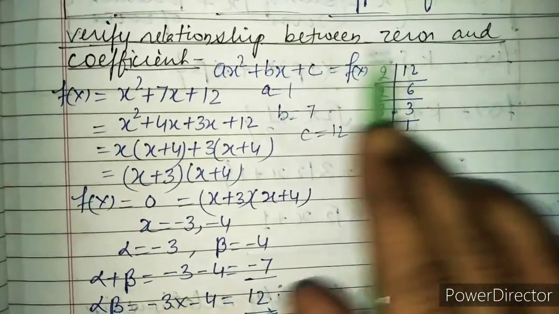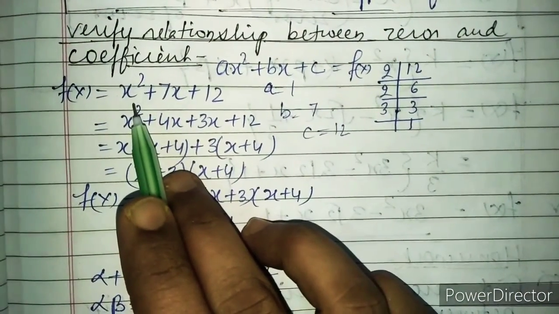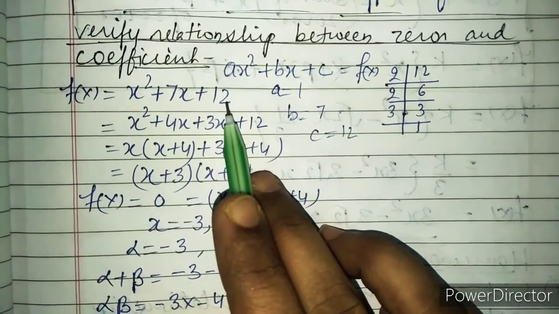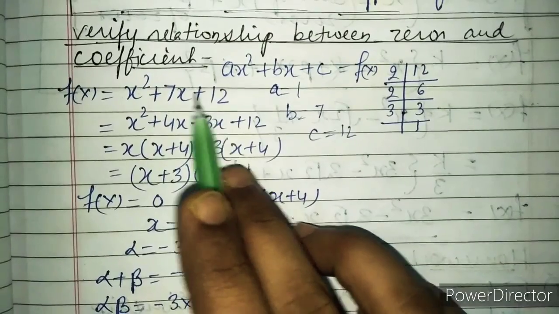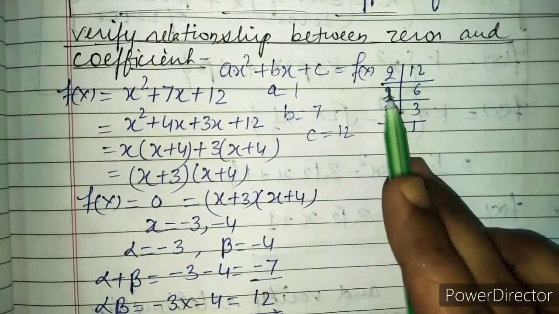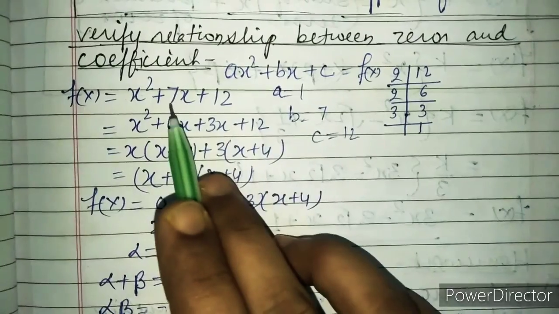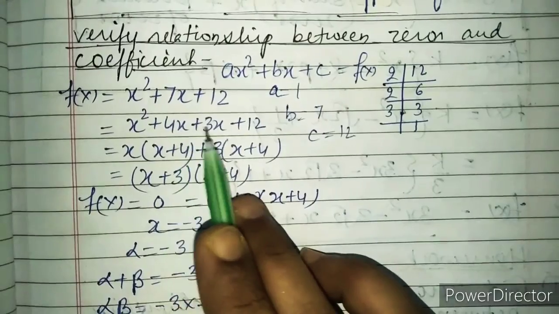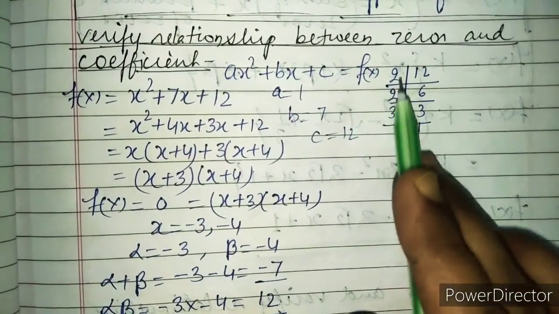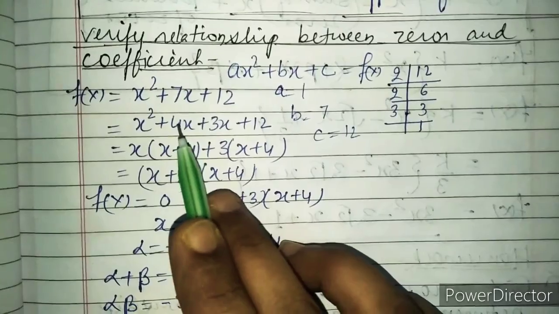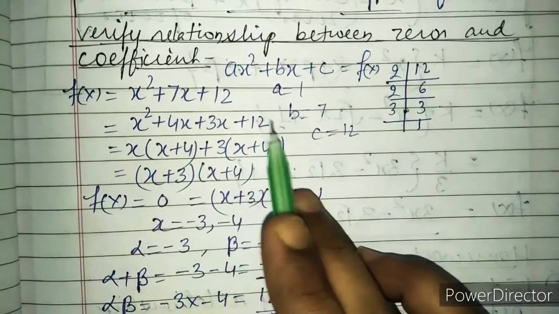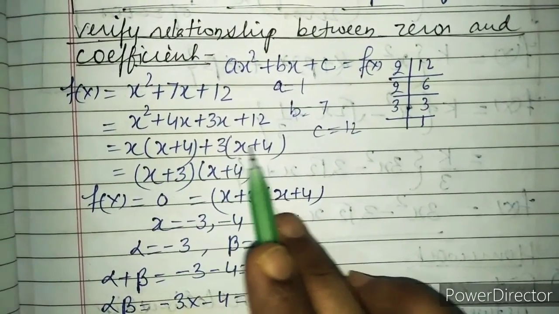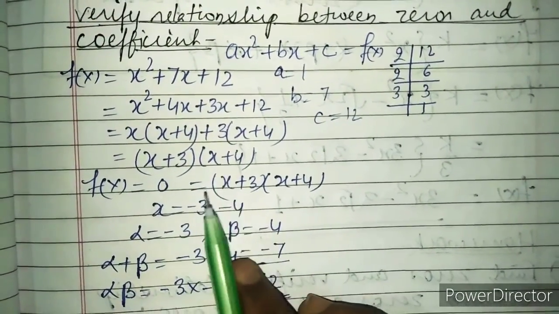Verify the relation between zeros and coefficients. Suppose you are given the polynomial x² + 7x + 12. So when we factorize x² + 7x + 12, we write 7x as 4x + 3x, because 4 plus 3 is 7 and 4 times 3 is 12. It will be 7x converted into two numbers whose sum is 7 but product is 12. Taking x common, x(x + 4) + 3(x + 4), then (x + 4) common, we get (x + 3)(x + 4).